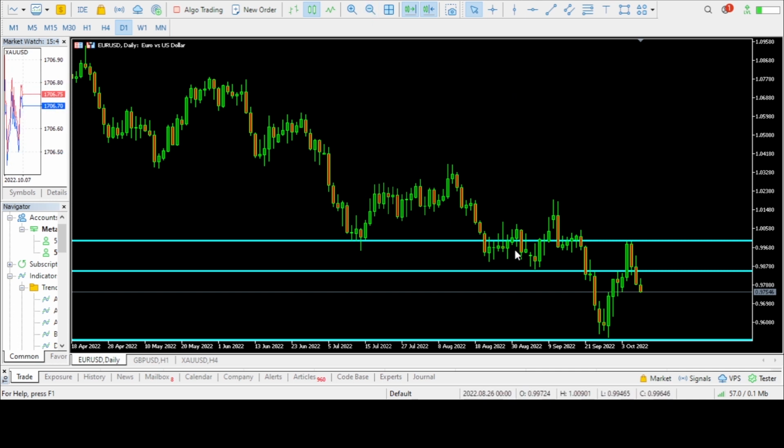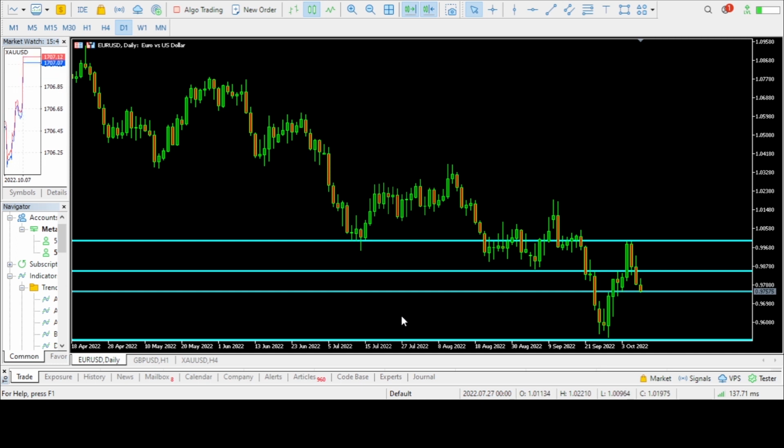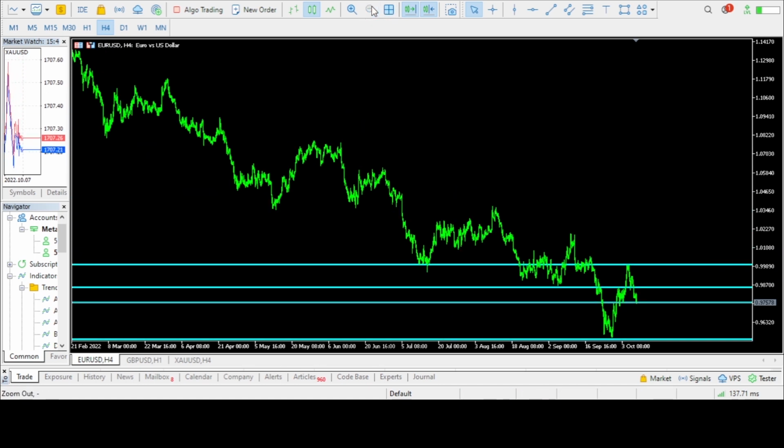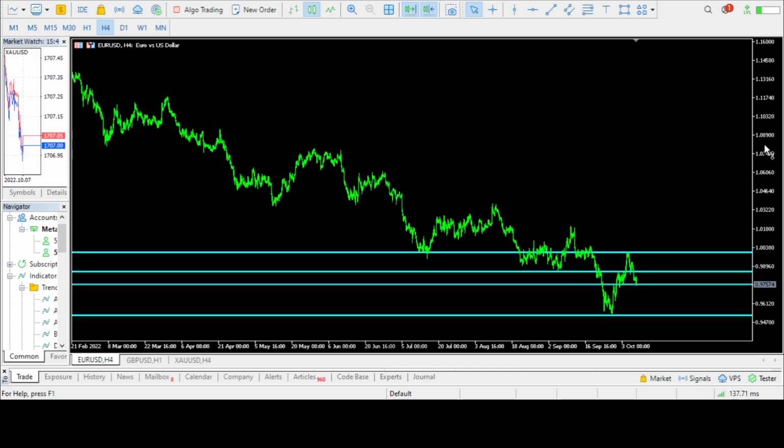So this is on the daily now. I'm on a daily time frame, and I think I can find one more here. Okay, so let's move to the 4-hour. Yeah, so everything is well structured now. If I zoom out, you can see it now. So here it is.